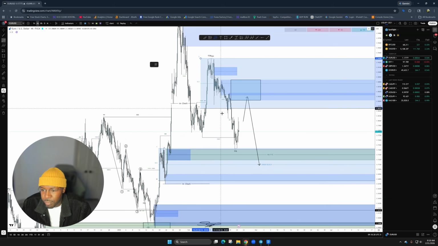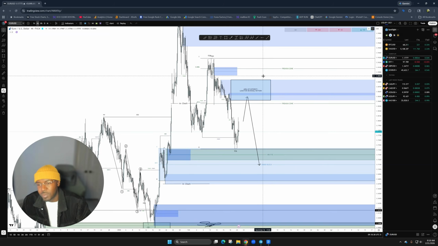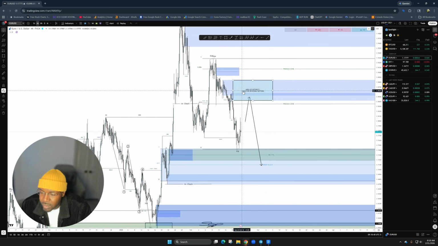Just make sure we are in premium. Okay. So we are in premium. So this looks pretty good. I'm not looking to be too specific this week. I'm not looking to snipe the trade this week. I just want to look for a potential entry for a continuation down.